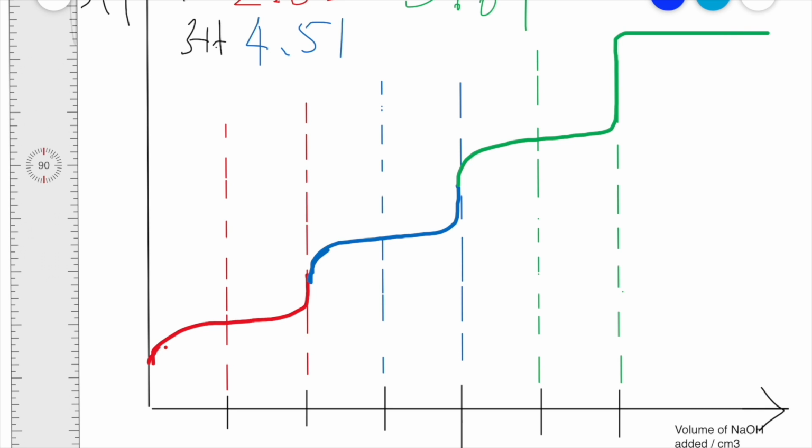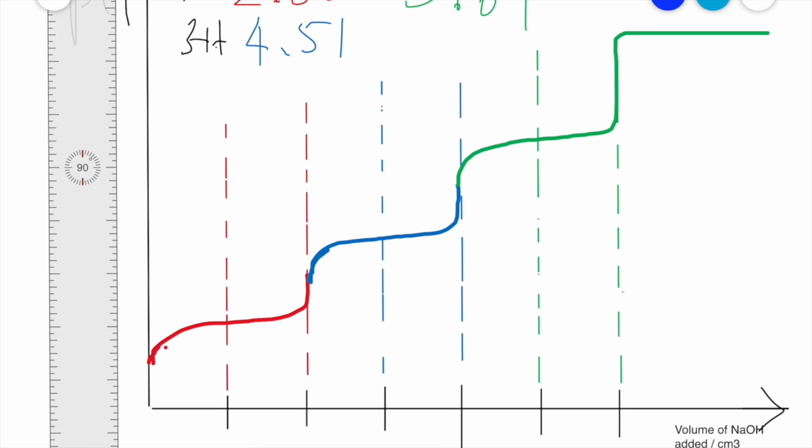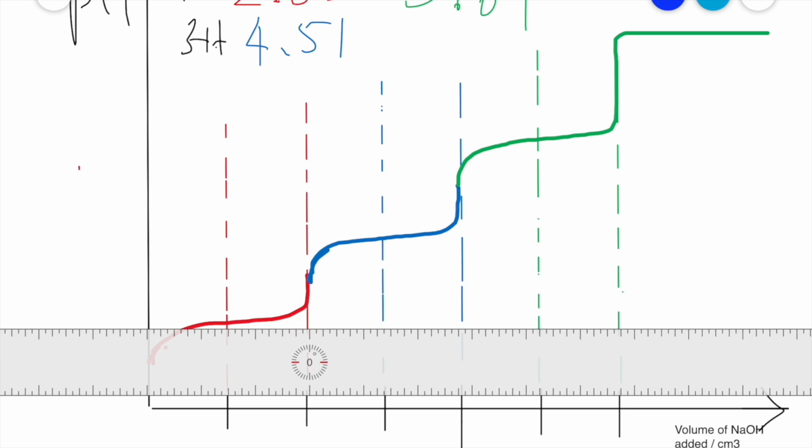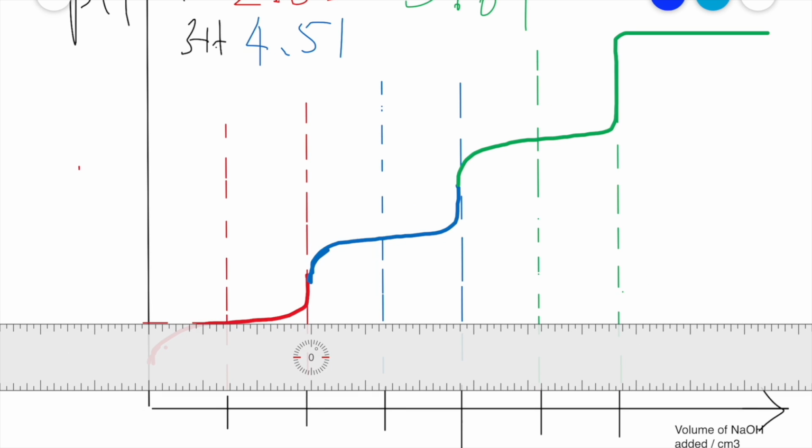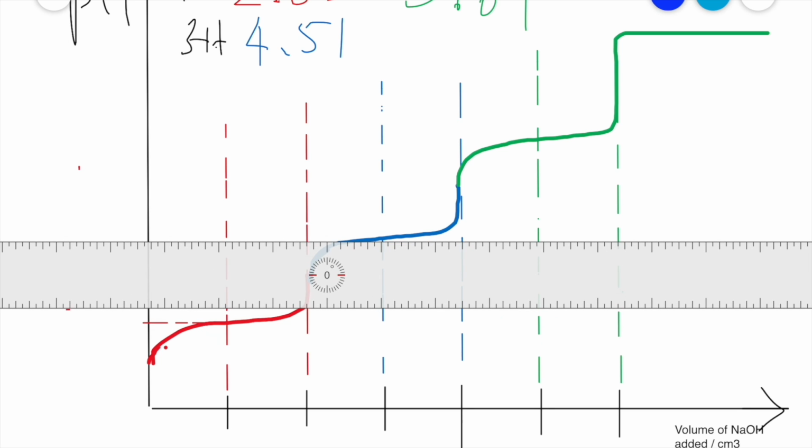And again, because you're adding the same amount of sodium hydroxide, but the volume is also increasing, the concentration after this, and hence the pH, remains constant. And then the last thing we will do again is just plonk our pKa values at the maximum buffering capacity.